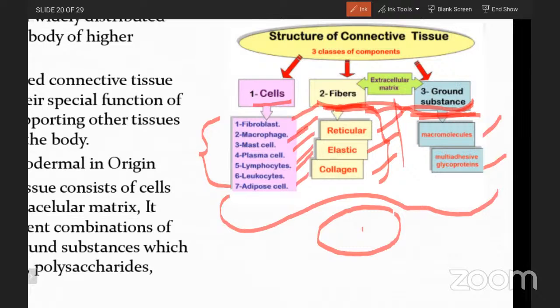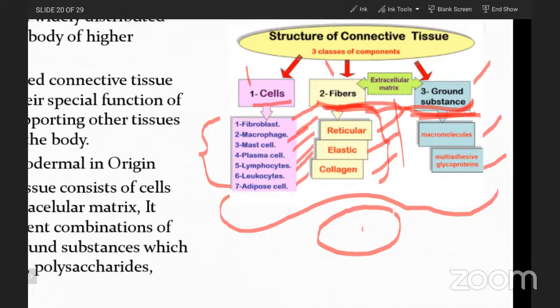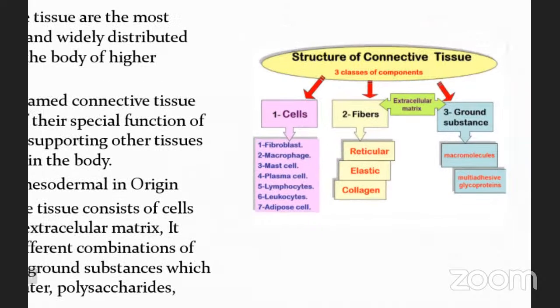The main components of the connective tissue are cells, fibers, and ground substances. Cells are of different types like macrophages, mast cells, plasma cells. Fibers are reticular, elastic, and collagen, and ground substances are like glycoproteins. All these are the materials useful for making the connective tissue. Okay, now let's go to the next slide.